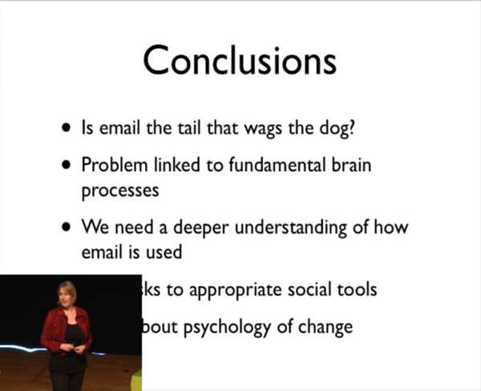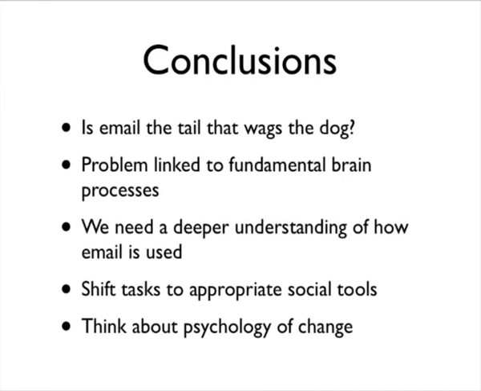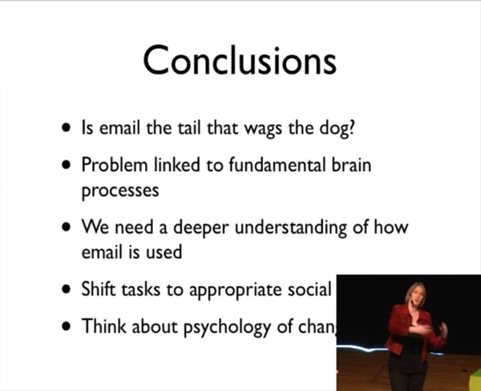So, conclusions. Email, I think, has become the tail that wags the dog. We aren't really in control of email as much as we like to think we are. And it's because of some really fundamental brain processes that we're never going to change. We are not going to get rid of dopamine, and we really shouldn't try. So we need to understand what effect this has, the way that email is being used, and how we can tie all of this psychology together with the behavioral lessons that we've learned and the technology to make us more effective and more efficient and basically remove the 8 hours that we're wasting trying to figure out what we were just doing.